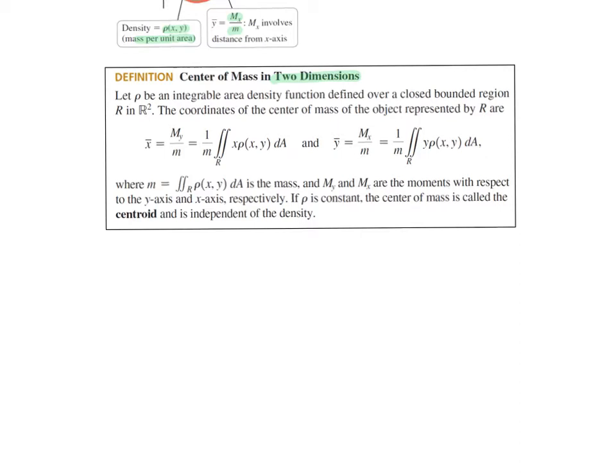It's going to be a double integral over the region. Again, your x bar is total moment over total mass, which would be 1 over the mass. And then you compute the double integral, but remember you're putting an x in it if you're finding x bar. You're putting a y in your integral if you're finding a y bar. And they both have density function rho. Again, centroid just means that it's constant density.